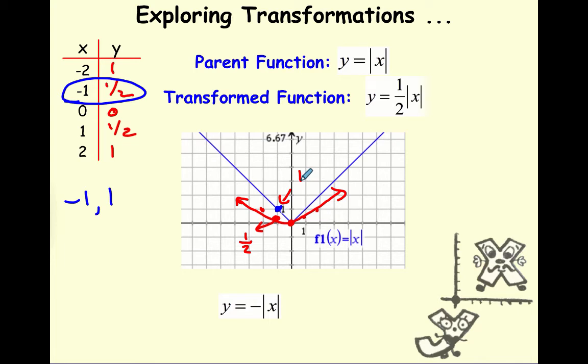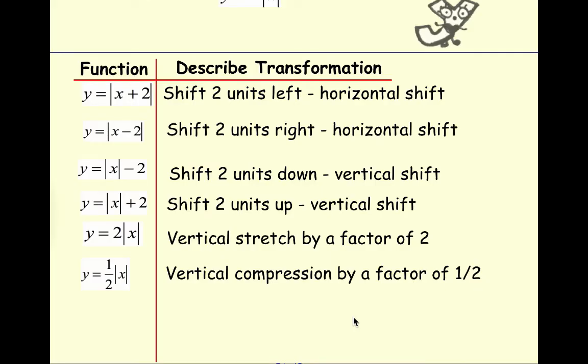So it's compressed is how we call it because it's getting squeezed down towards the x-axis. So it's a vertical compression. So we would state that it's a vertical 1/2. So it's getting closer to the x-axis.